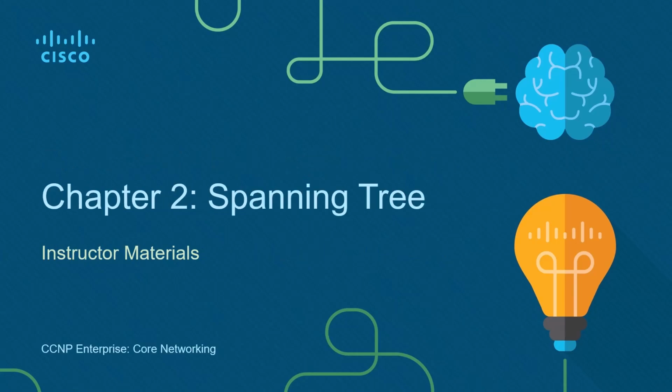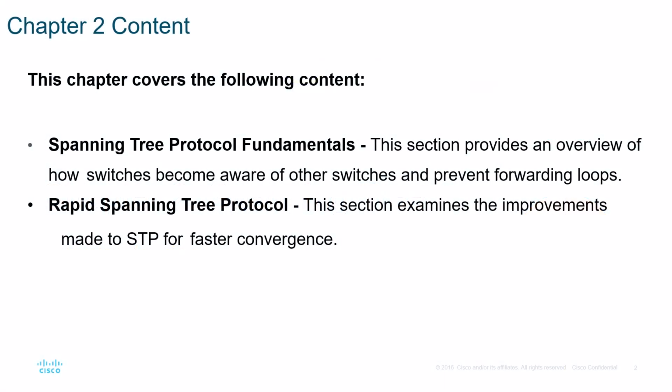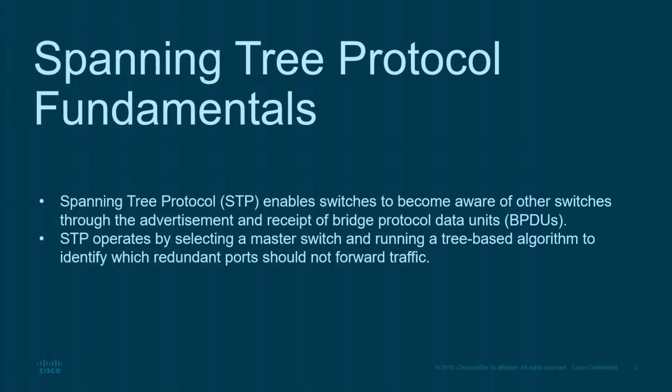Chapter 2 is about spanning tree. Spanning tree is a layer 2 technology to help prevent loops. In this chapter we're focusing on the fundamentals of spanning tree, and we're going to be looking at Rapid Spanning Tree Protocol. The main purpose is to ensure that if we have multiple switches, we have a way to prevent loops from occurring.